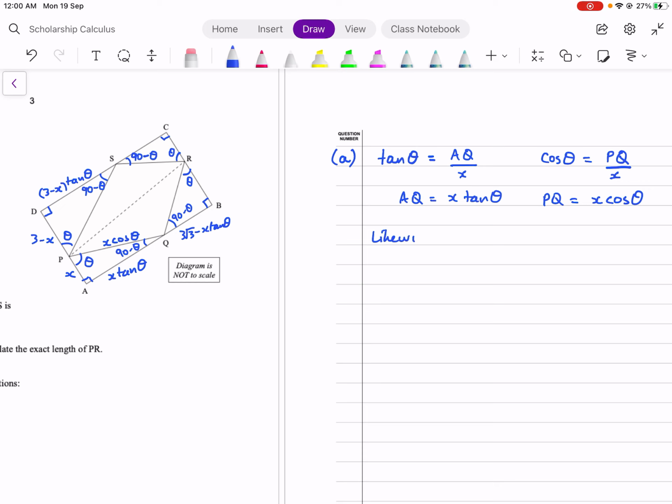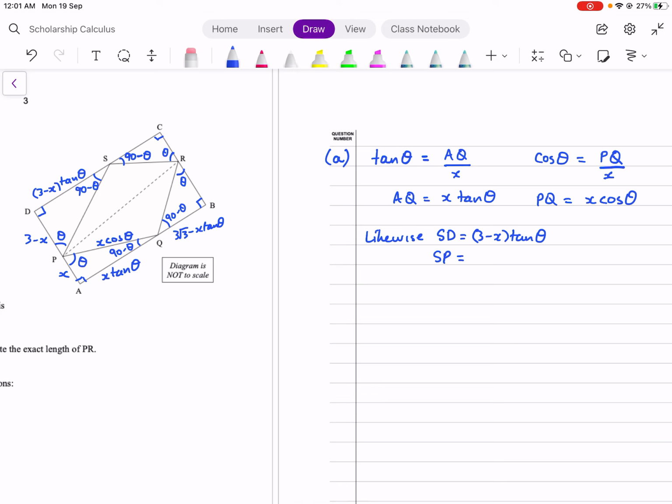So we can just say something like, likewise, SD is 3 minus x tan theta, and SP is adjacent over hypotenuse. Oh, I found a mistake in my trig ratio. Cos theta was equal to opposite over hypotenuse. That's the wrong way around. Oh, sorry, adjacent over hypotenuse. That's x over PQ. So PQ is equal to x sec theta. X over cos theta. So x sec theta.